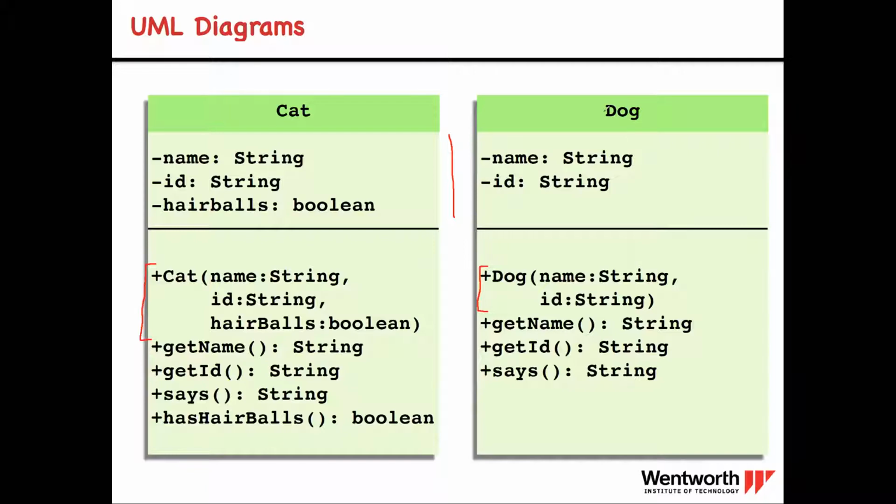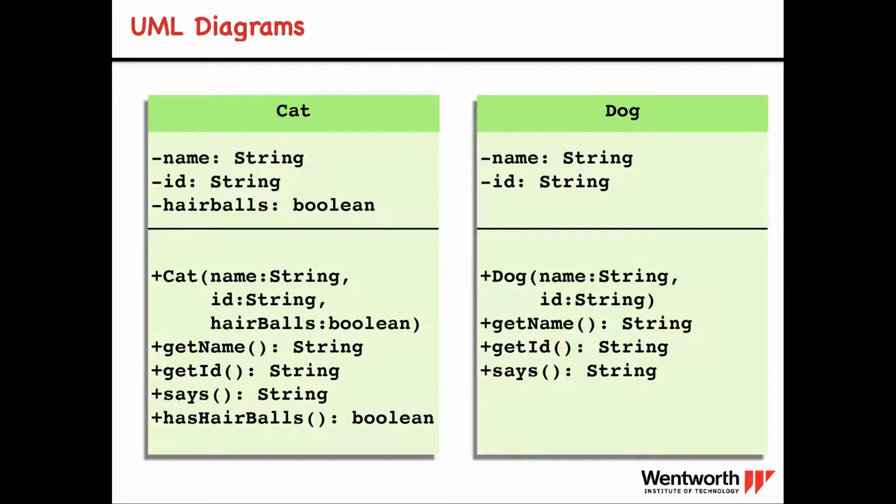So it's not a complicated class. We're going to write them right now, and then we're going to talk about it as we go along. We're going to write both classes. One of the things you could probably note right away is that a lot of this is the same. Both these classes have names. Both have IDs. Both have get name and get ID and says.